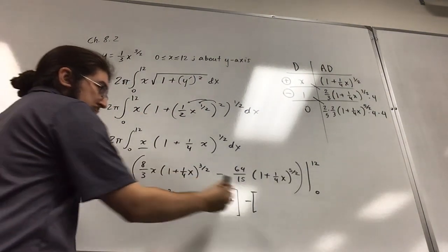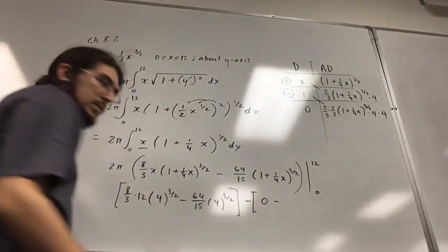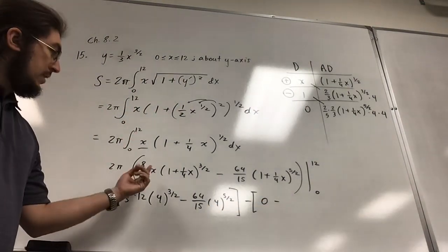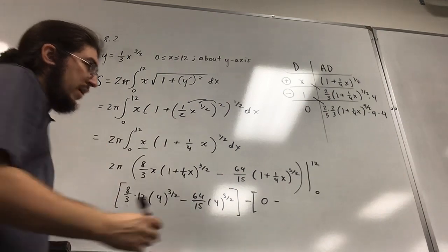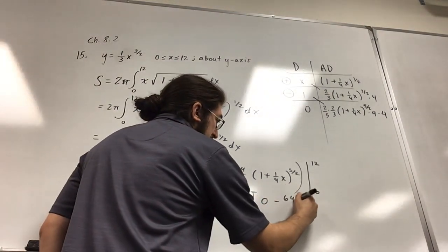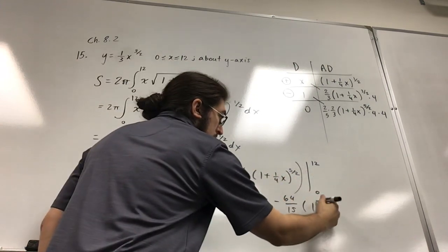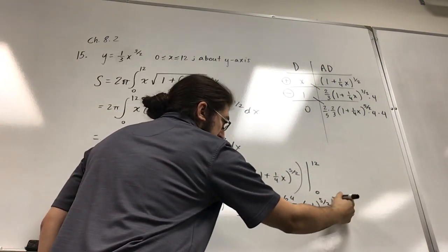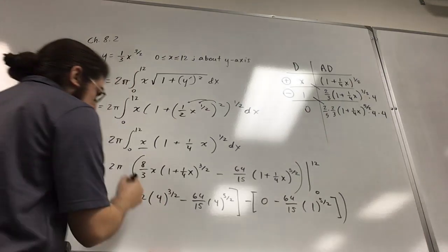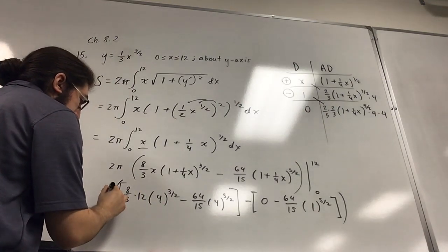Well, that's 0, so that's good. When you plug in x equals 0, that multiplies to 0, so that's fine. Minus 64 over 15 times. When you plug in 0 here, that's just 1. So it's 1 to the 5 halves, which by the way is just 1. And then finally multiply this whole thing by 2 pi.